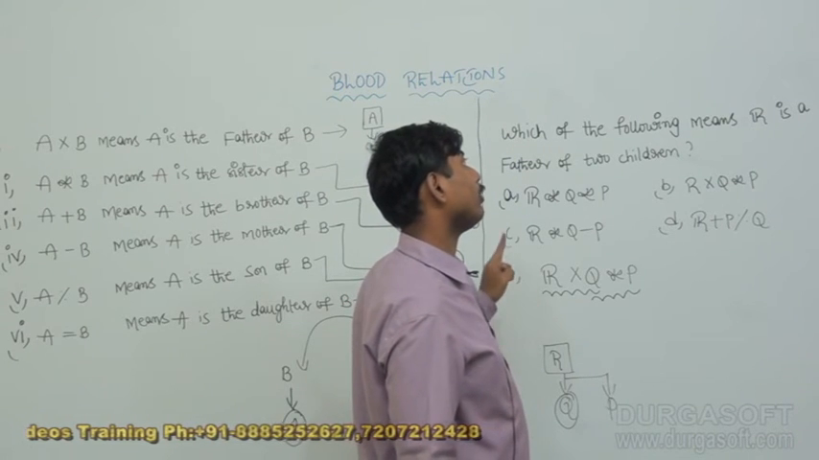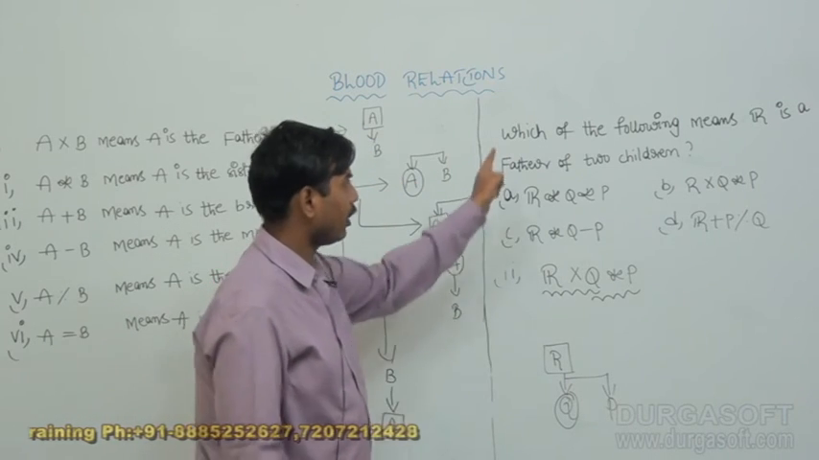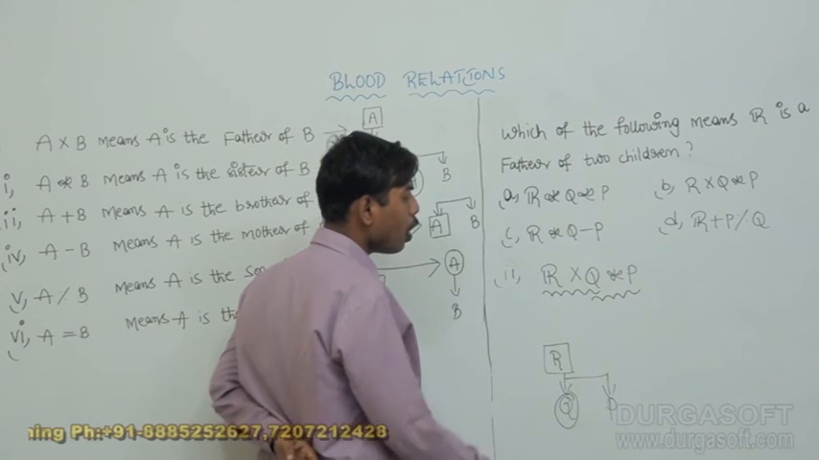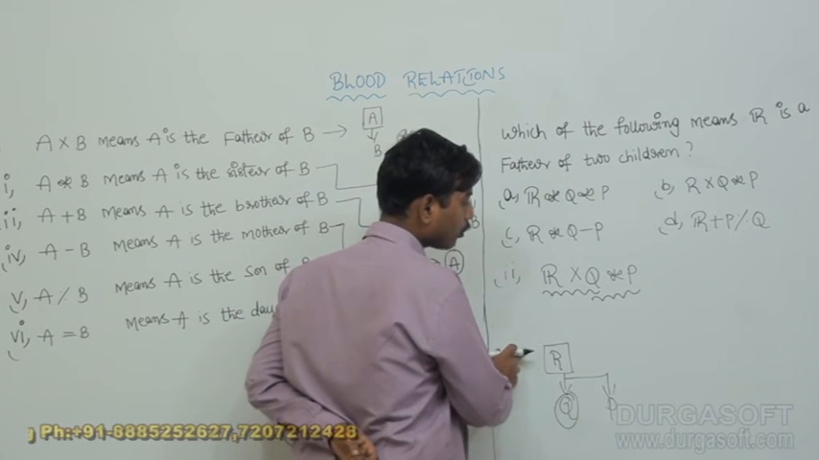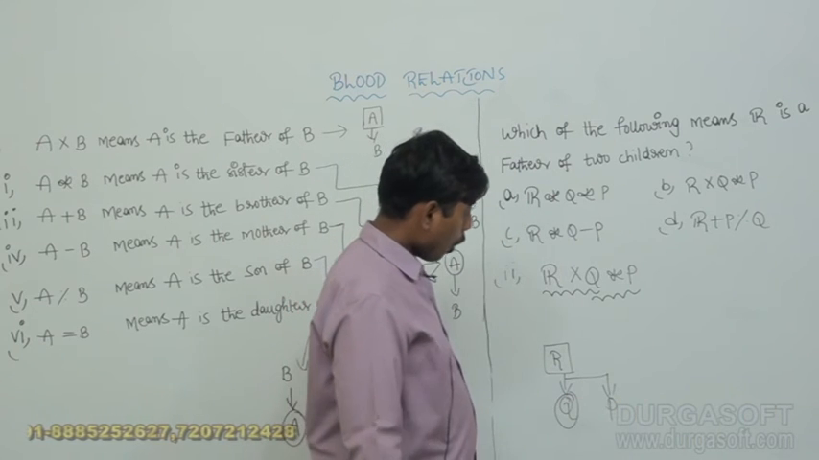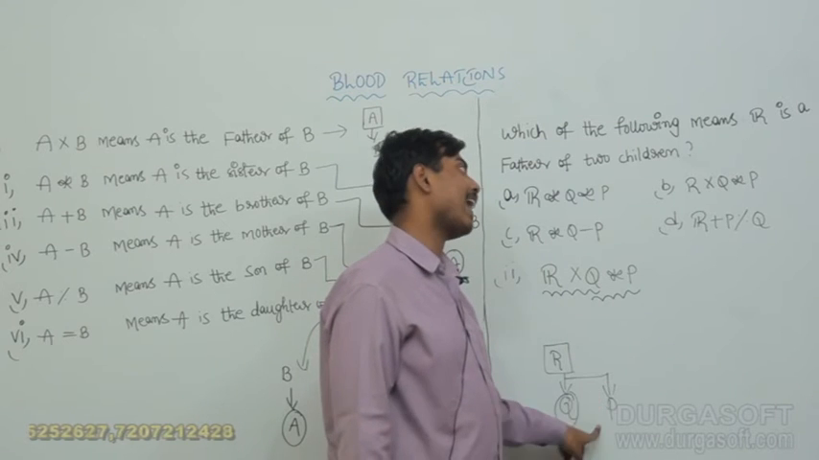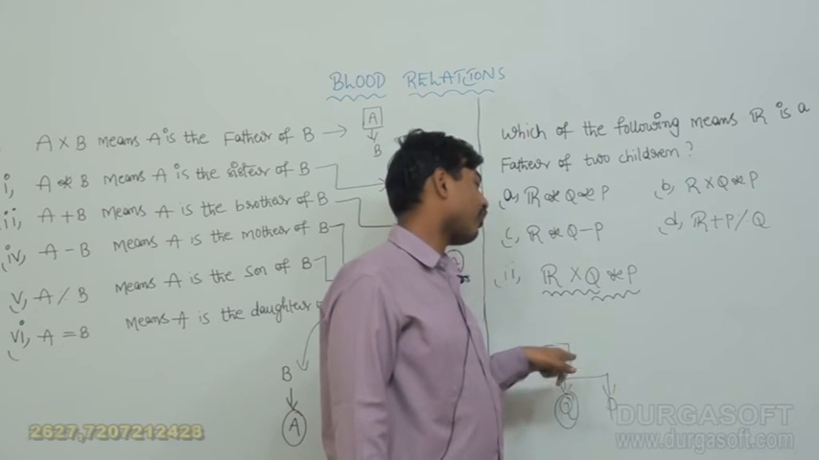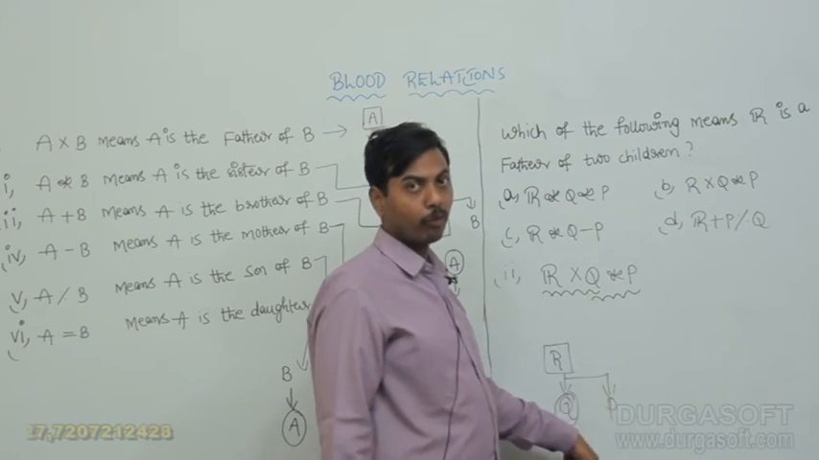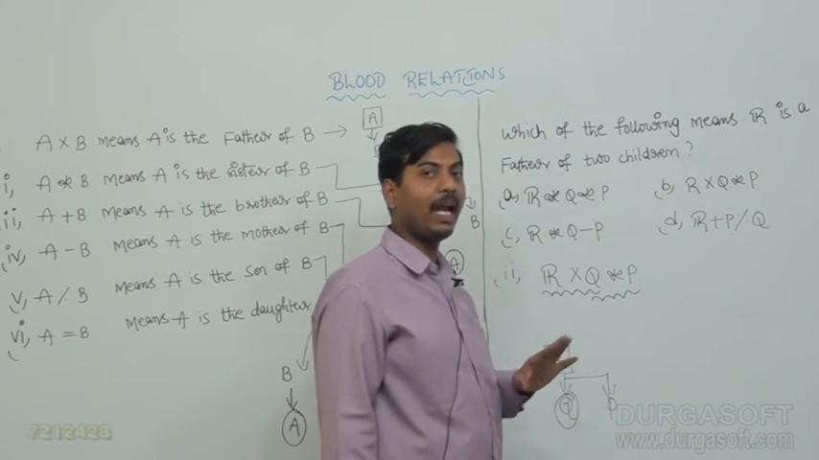Let us put attention here, my dear guys. Absolutely, the second option is satisfying our condition. Let me check here. R is the father of Q and P, and that is absolutely correct. R is not only the father of Q, R is also the father of P. Q is the sister of P, and we don't know the gender of P, let it be.